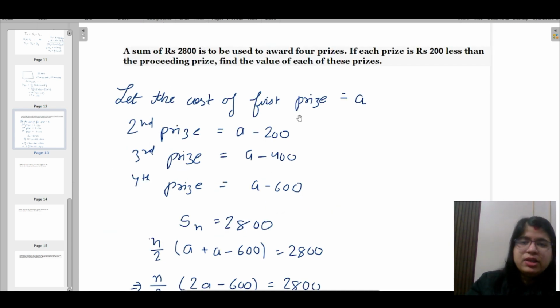So what we have done here, the sum of the cost of the prizes is given as 2800, and it is given that each prize is 200 less than the preceding prize. So we have done A plus D, A plus 2D and A plus 3D. So we have subtracted 200 each like that, and then in the Sn formula we used n by 2 into A plus L, and then we got the answer.